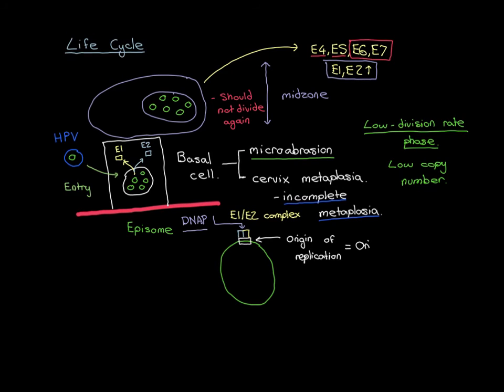So we'll do E7 and then E6, and we'll understand how the presence of the viral genome inside these mid-zone cells is going to lead to them dividing at an incredibly fast rate, and therefore is going to lead to them producing loads of copies of the viral genome, i.e. the high division rate phase of the viral life cycle. So we'll do that in the next video.